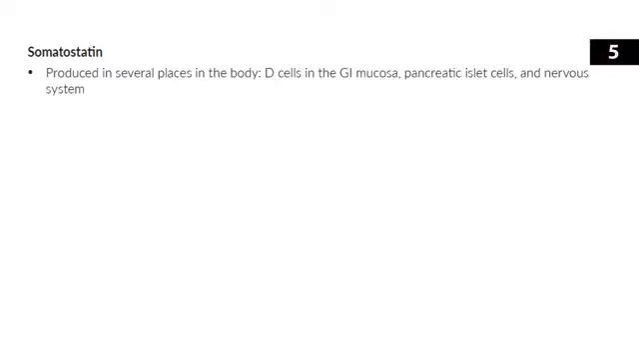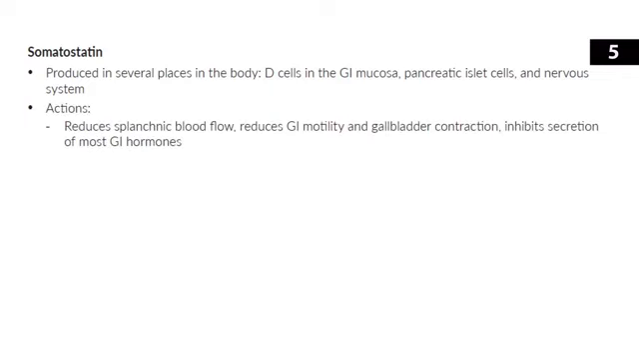So somatostatin is produced in several places in the body: D cells in the GI mucosa, pancreatic islet cells, and also in the nervous system. So it follows that the hormone has several areas of action as well, in the GI tract, on hormone production, and on the nervous system.